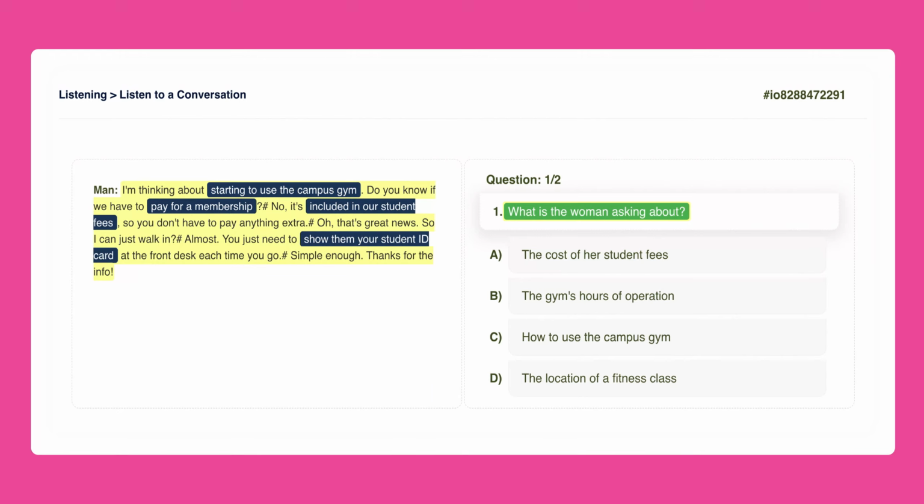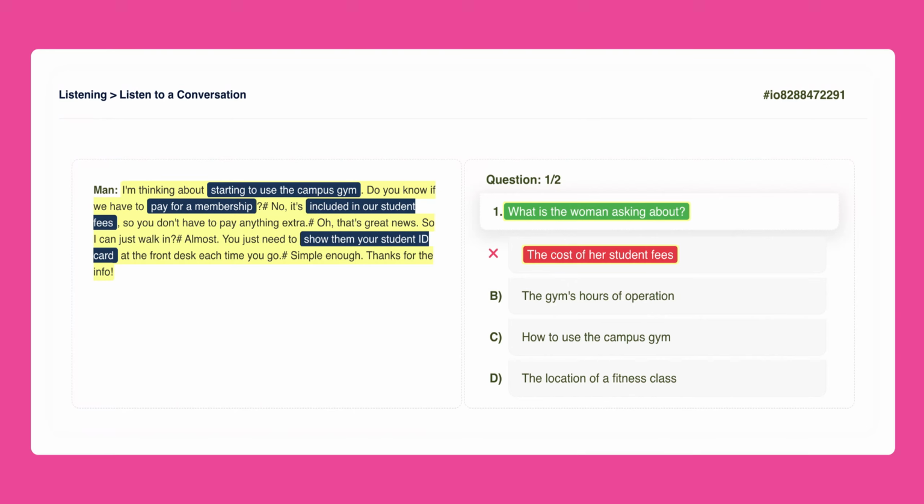She asks about payment with, "Do you know if we have to pay?" and about the entry process with, "So I can just walk in?" These questions together show that she wants to understand the general procedure for using the facility. Let's take a closer look at option A, the cost of her student fees. Option A suggests she is asking about the cost of her student fees. While the man mentions that the gym is included in our student fees, the woman never asks how much those fees actually are. She is asking about the gym membership cost, not the general student fees.